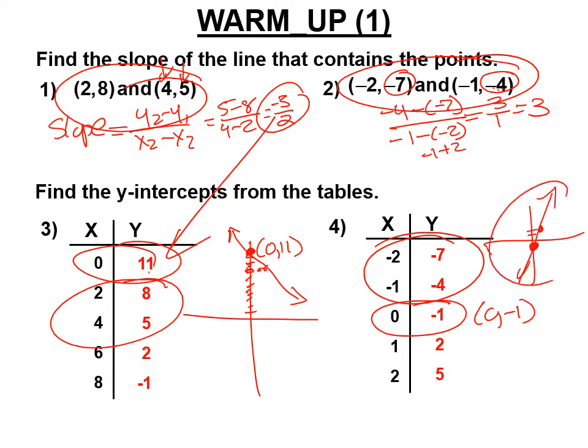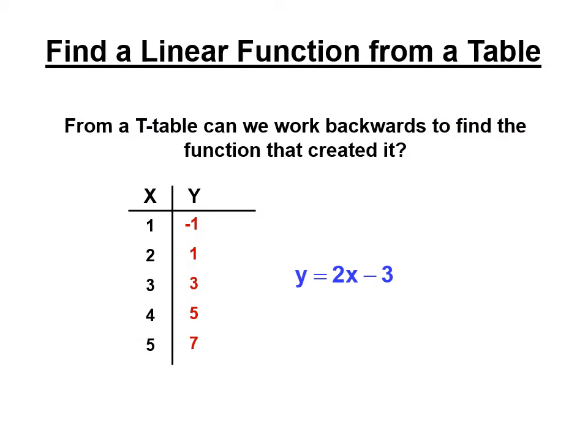Now, notice how quickly I graphed those. I just looked at the table, I looked at the slope and the y-intercept, and I'm good to go. So we're going to combine a whole bunch of stuff we've learned. You can look at a table and know that the linear function that made that table is y equals 2x minus 3.